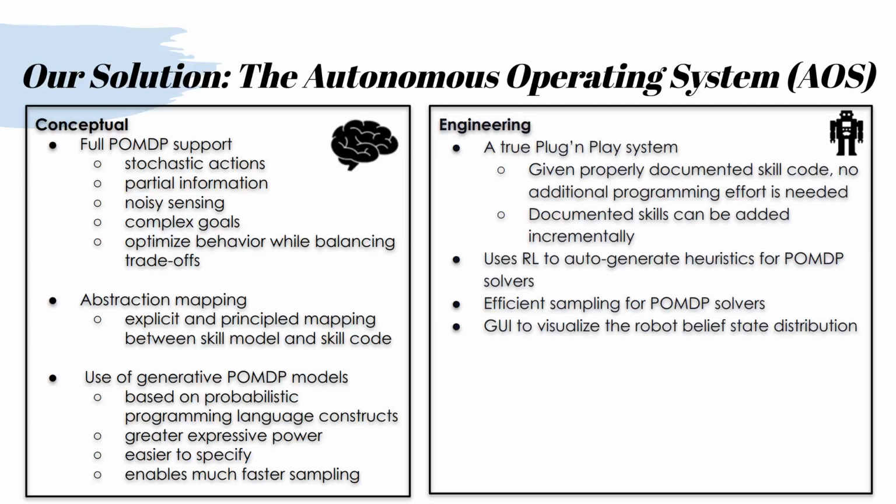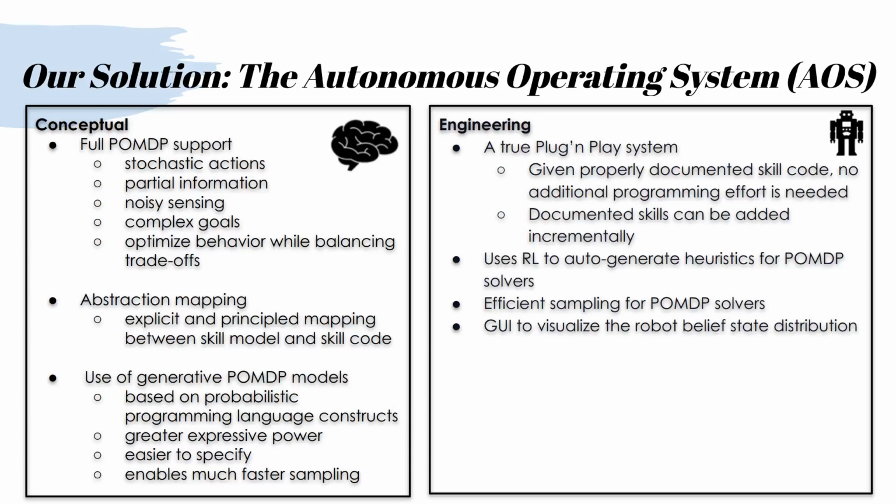Conceptually, we provide full POMDP support with stochastic actions, partial information, noisy sensing, complex goals, and optimized behavior while balancing trade-offs. We offer an abstraction mapping, which is an explicit and principled mapping between the skill model and skill code. We use generative POMDP models that are based on probabilistic programming language constructs. It offers greater expressive power, is easier to specify, and enables much faster sampling rates.